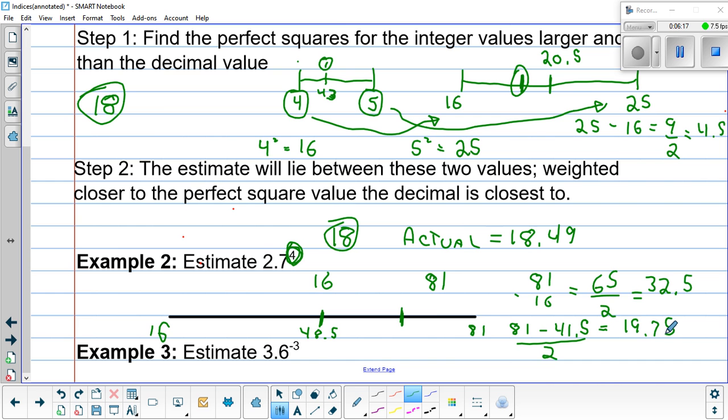So that means if we go 19.75, add that on to our 48.5, that's going to be my estimate. This one's a little bit more convoluted. So that's 20.25, 28.25, 68.25 is my estimate. Like I said, this is more convoluted.